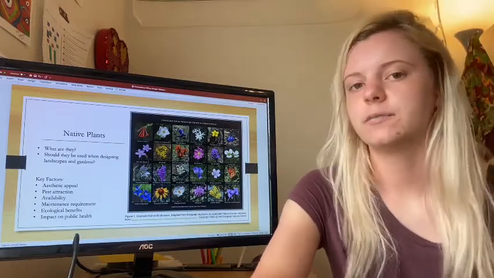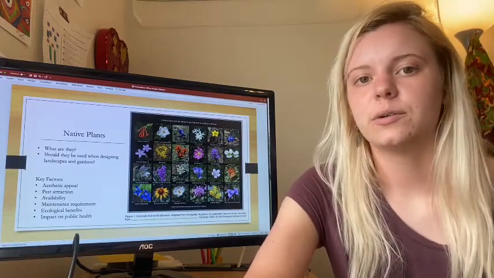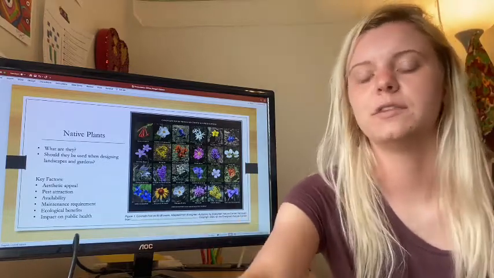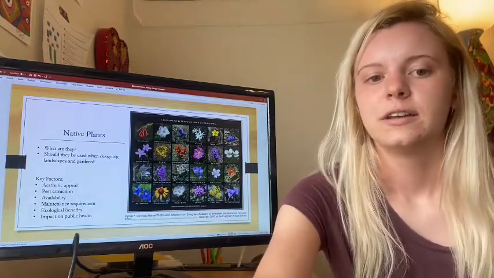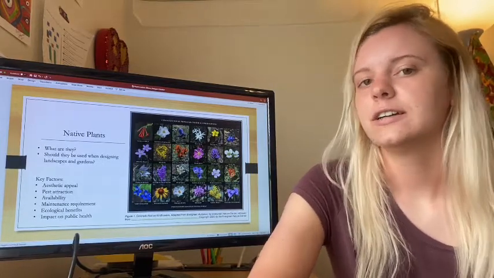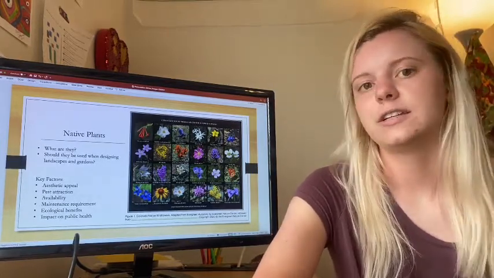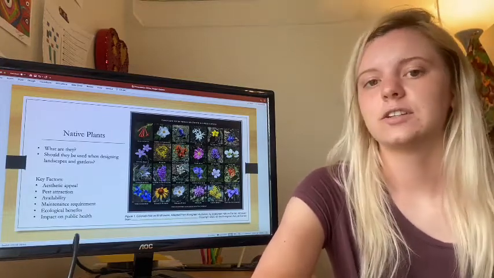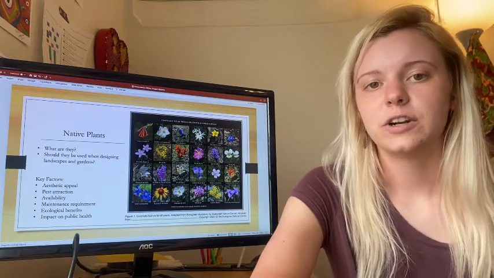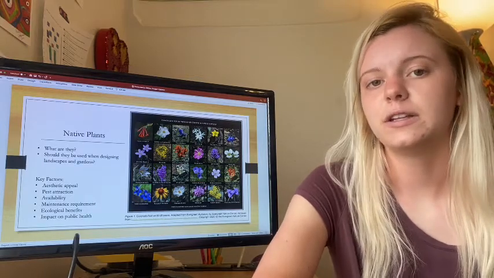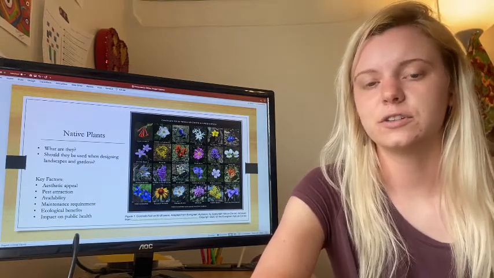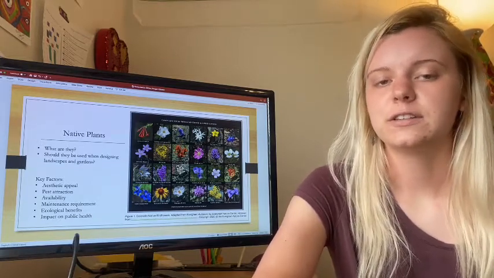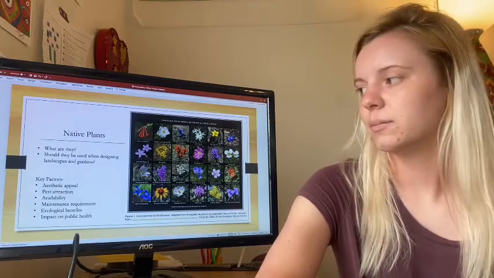And something cool about native plants in Colorado is that they can grow anywhere from the low altitudes of the foothills all the way to the timberline up in the very tops of the mountains. So the big question here is, should they be used when designing landscapes and gardens? And there's a few key factors that go along with that, such as their aesthetic appeal, the pest attraction that they have, the availability of them to buy them in nurseries and other stores, their maintenance requirements, and their ecological benefits, along with the impact on public health.